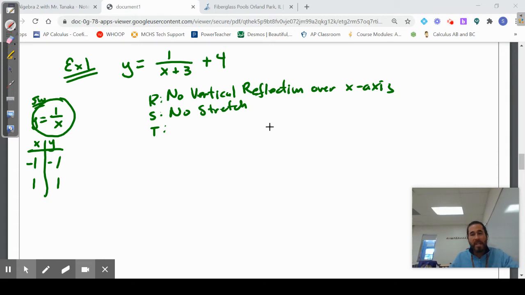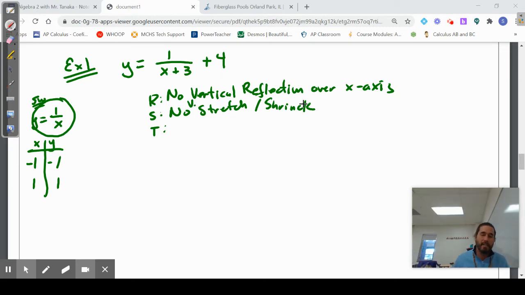Remember, a stretch is if that number, in this case the number above, was bigger than 1, okay, then it would be a vertical stretch. But in this case, there's no vertical stretch or shrink. Remember, shrink happens if my number's between 0 and 1. So if that 1 was maybe a 1/2 up there or something like that, okay?